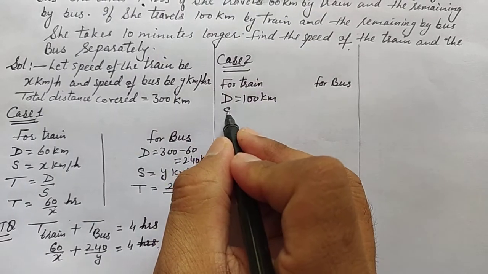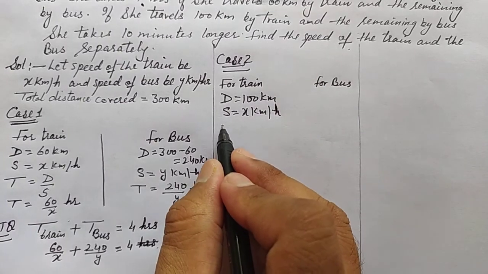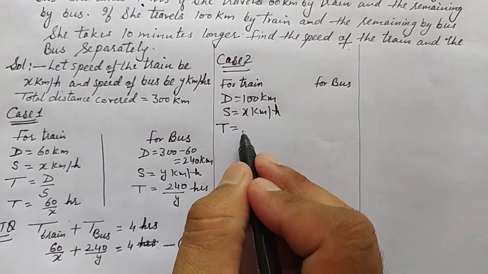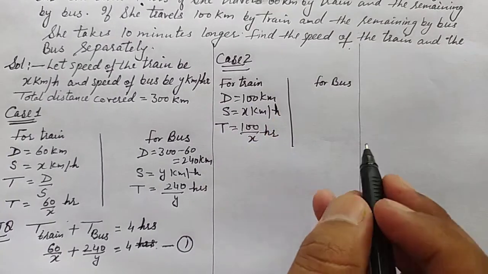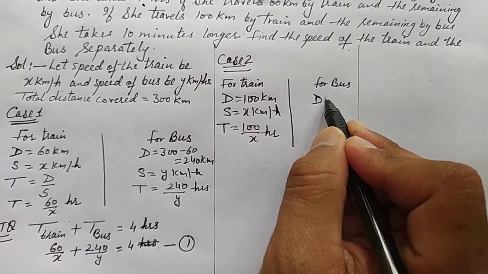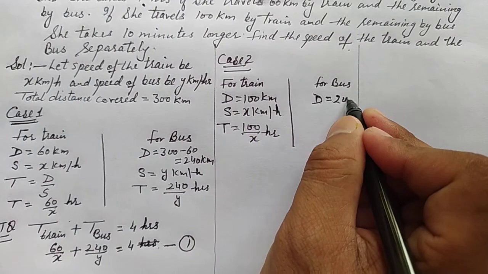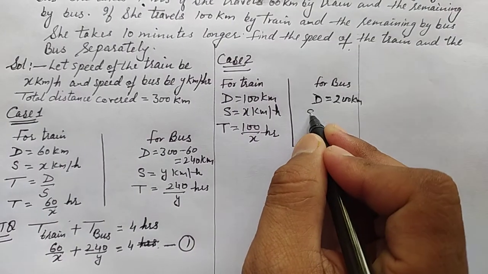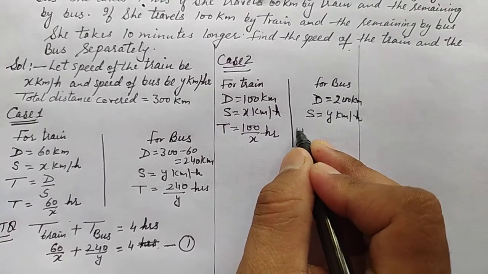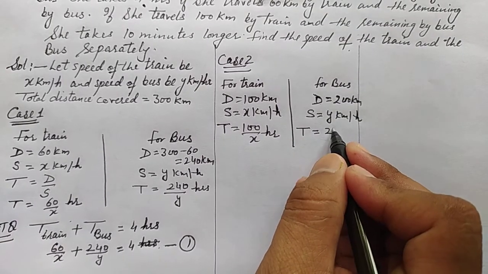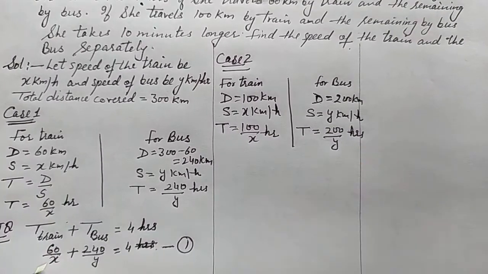and the speed of the train is x kilometer per hour. So the time taken by the train in second case is distance over speed, that is 100 over x hours. So if I see here in case of bus, the distance traveled is 300 minus 100, that is 200 kilometer. So speed of the bus is y kilometer per hour. So time taken by the bus is distance over speed, 200 over y hours. This is time taken by the bus.